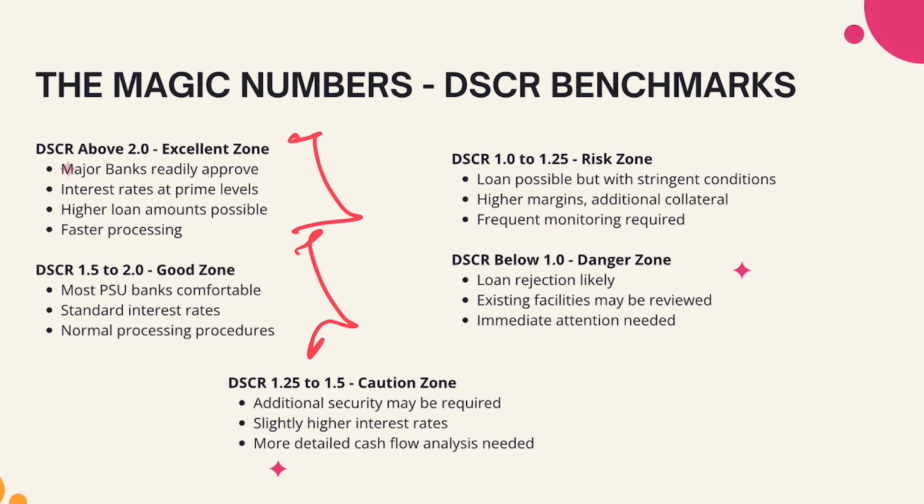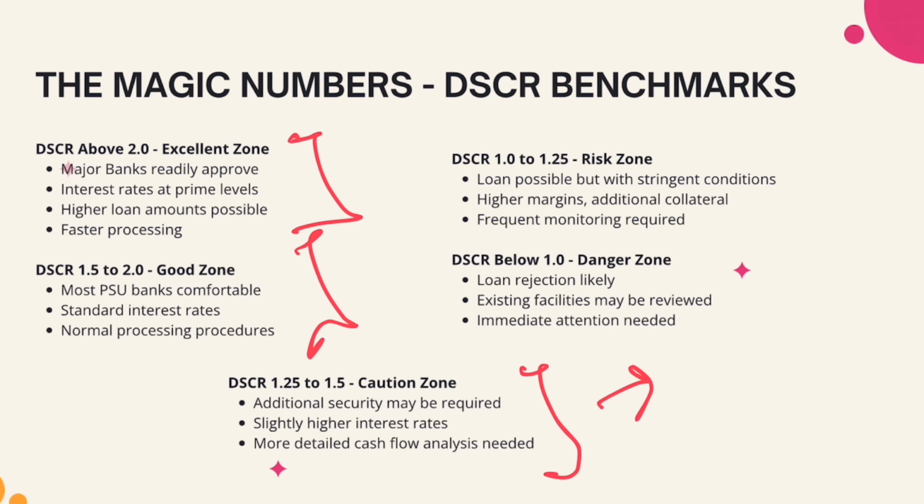Now when your DSCR is between 1.25 to 1.5, alarm rings. Additional security is required. Slightly higher interest rate compared to the others. More detailed cash flow analysis needed, right?